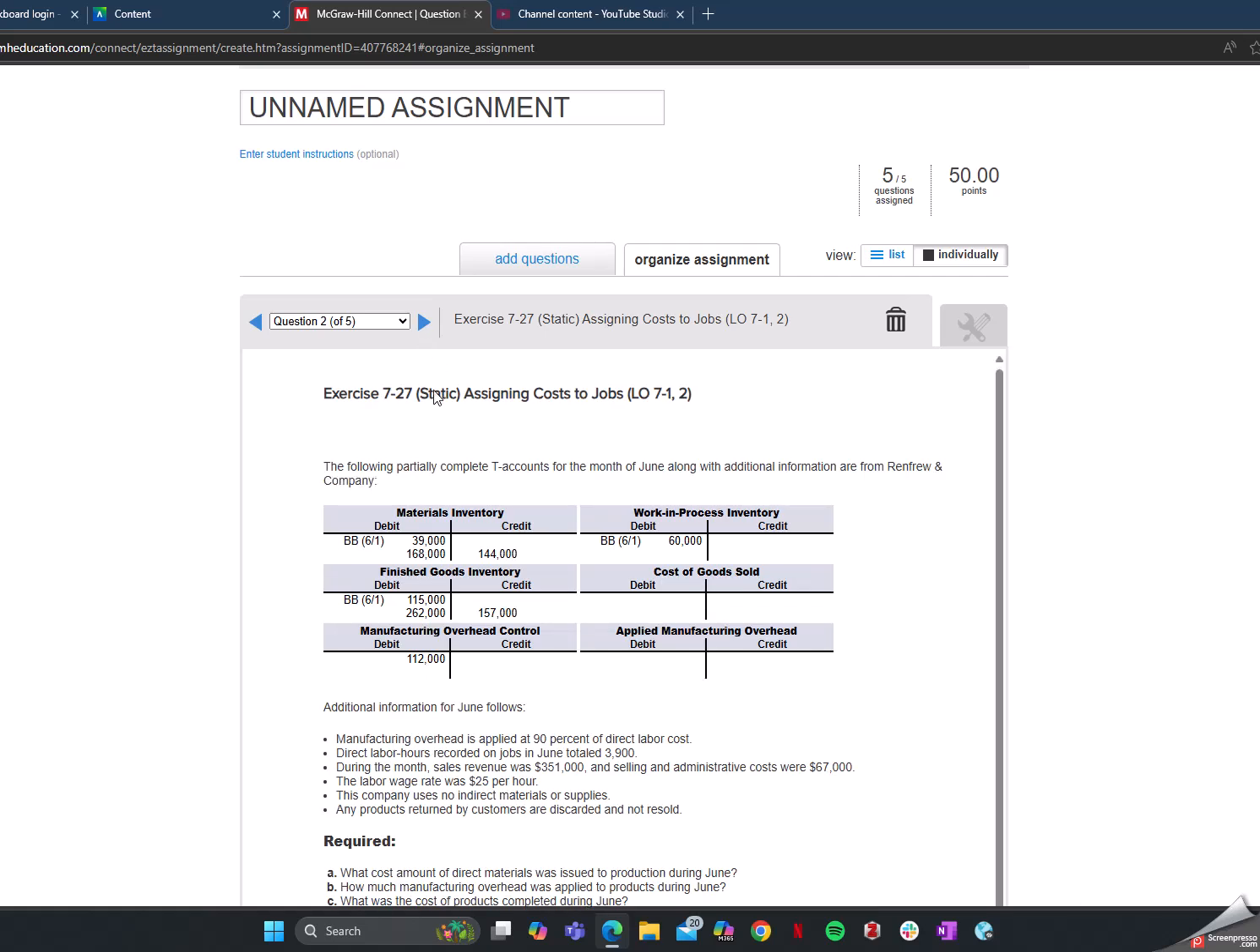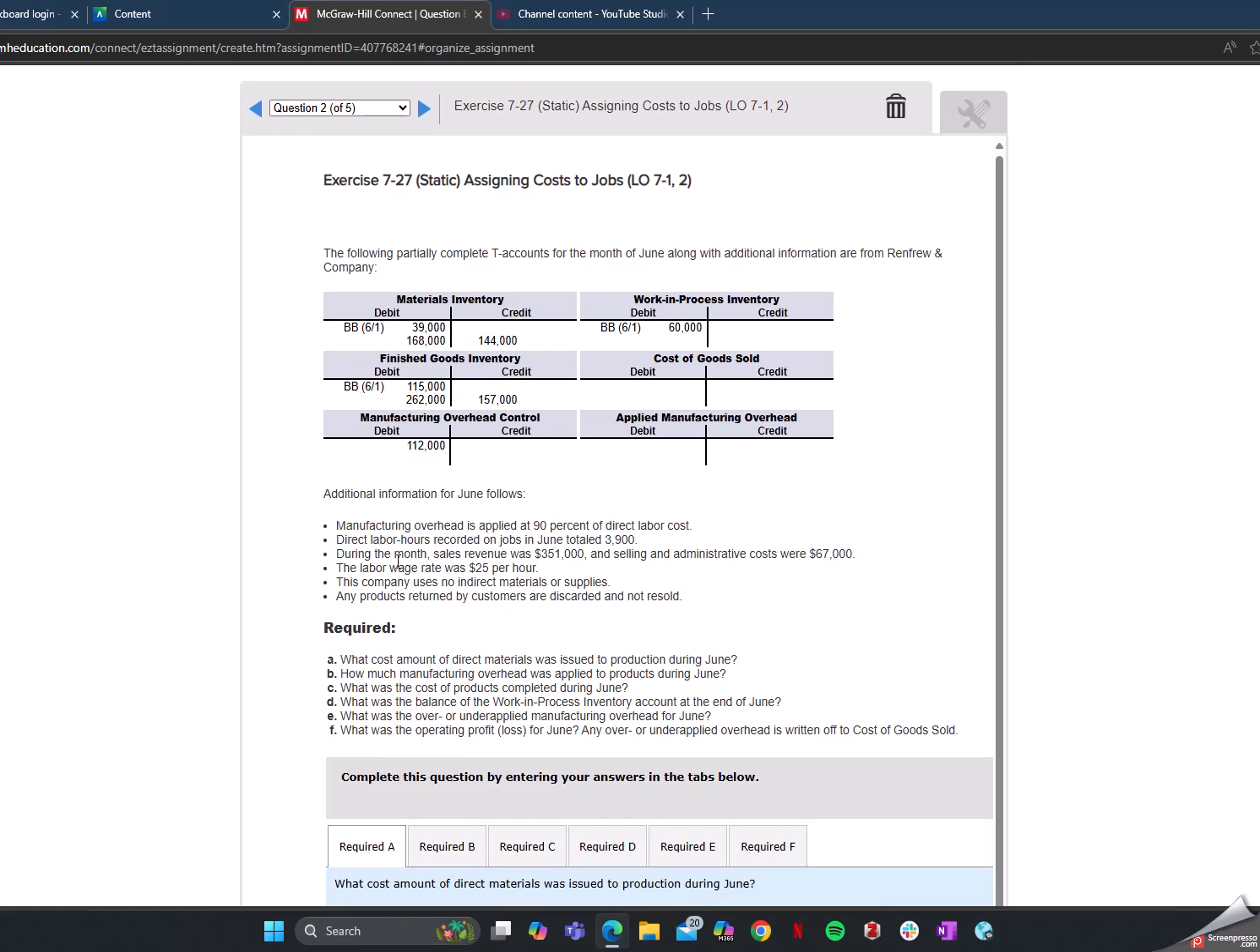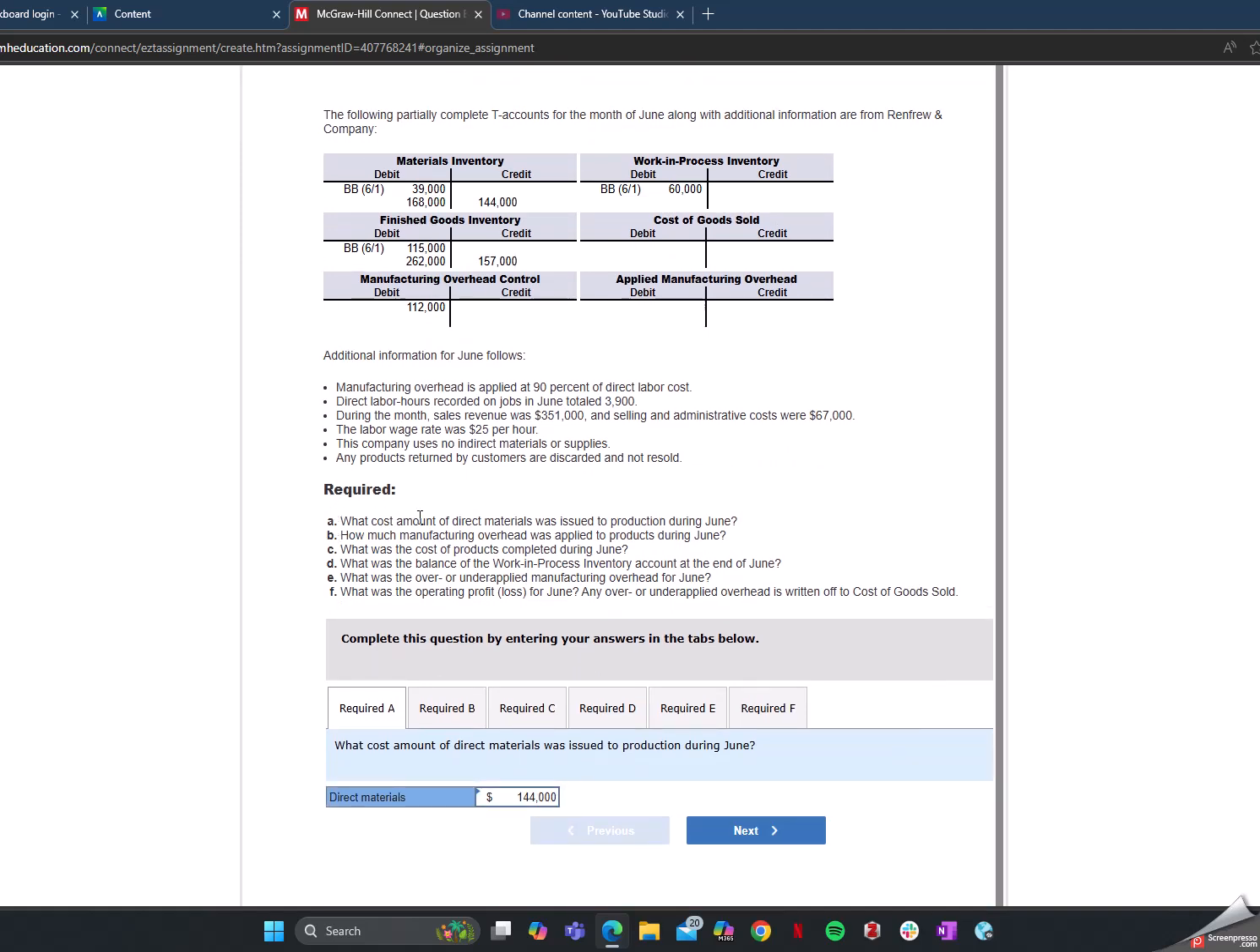Okay, then we're going to assign costs to jobs. They give us some information here in the T account along with some additional information, and then they ask us a few questions down below. What is the amount of the direct materials issued into production? For this one we can just look at the T account. What we credited our materials inventory for is the materials that are going to be entered into production during June. So that's $144,000.